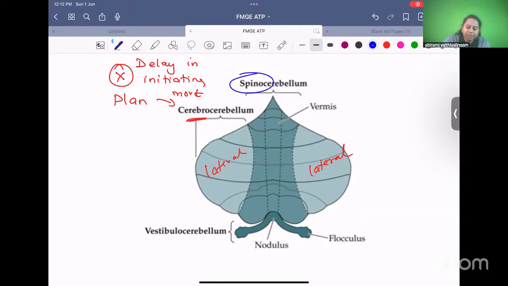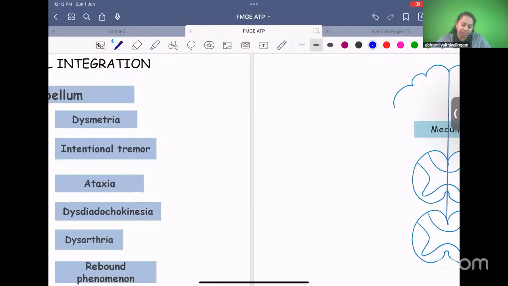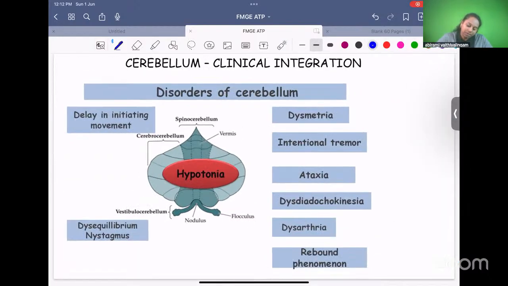Spinocerebellum connects to the spinal cord and therefore to the muscles. It helps in coordination of the muscles. So if there is any damage to spinocerebellum, this results in incoordination. Incoordination is called ataxia. That's what we call cerebellar ataxia. So what are the different types of ataxia? What are the different types of incoordination that is seen? Ataxia is of different types.